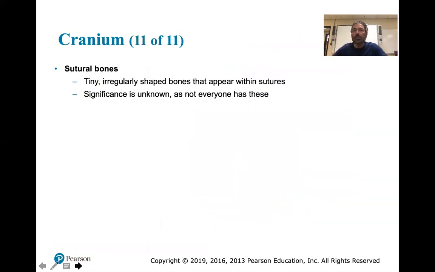All right, sutural bones. So sutures, like if you're talking about surgery, we're going to stitch someone up with sutures, all right? But sutural bones, here, this is probably the best view. All right, so there's sutures in there. You'll see pictures of it coming up. Tiny irregular shaped bones that appear within sutures, significance is unknown, as not everybody has these.